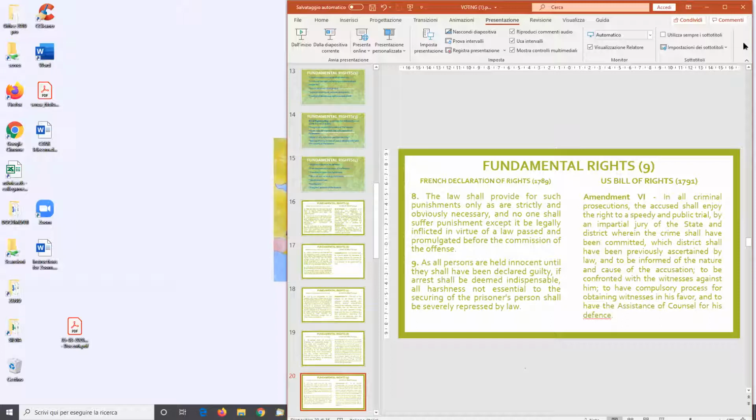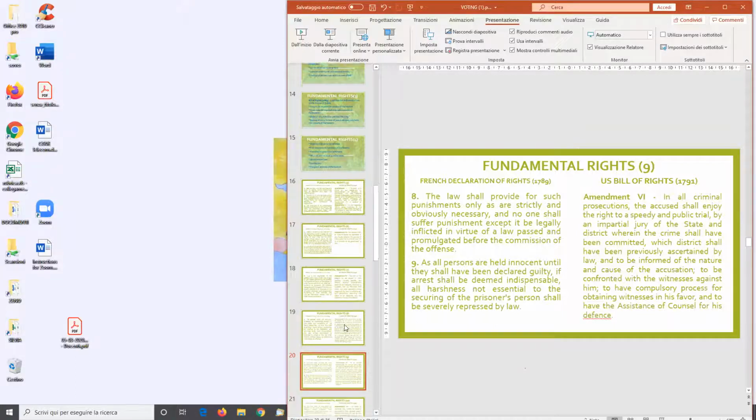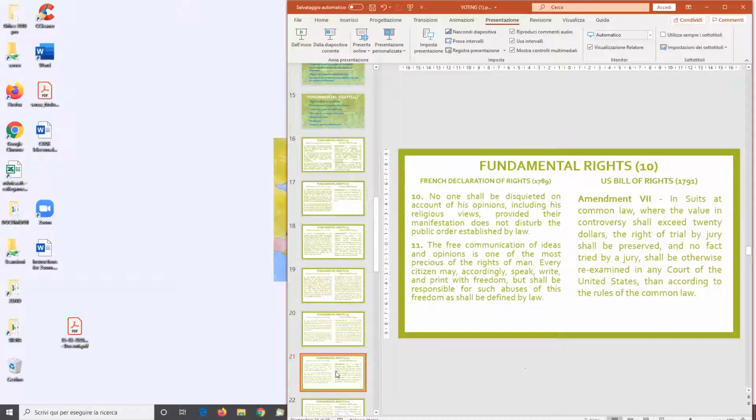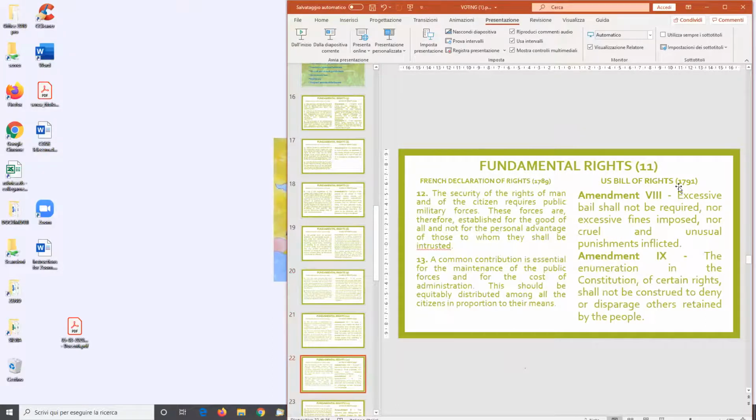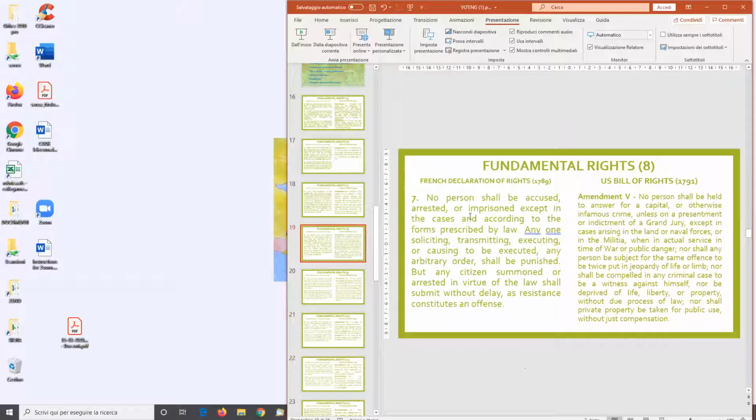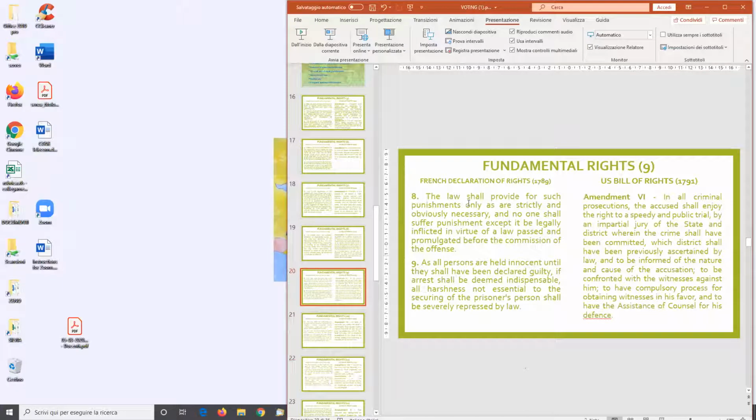What we find here, just to show, obviously the articles are not in the same order, but the Eighth Amendment says excessive bail should not be required, nor excessive fines imposed, nor cruel and unusual punishment inflicted. So we see that this is somehow related to what we see in Article 8, punishments only as are strictly and obviously necessary. So the proportion between crime and punishment.